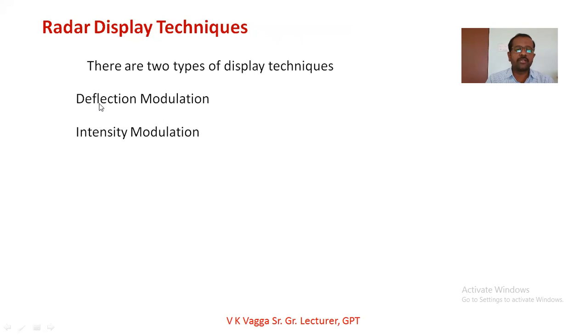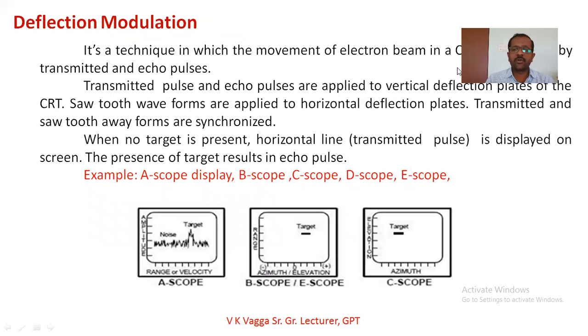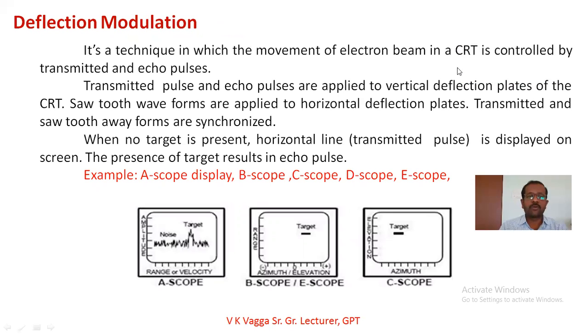One is of the deflection type, and another one is of the intensity type. It is to be measured based on the deflection modulation and based on the intensity modulation. So in this case, what do we mean by deflection modulation?